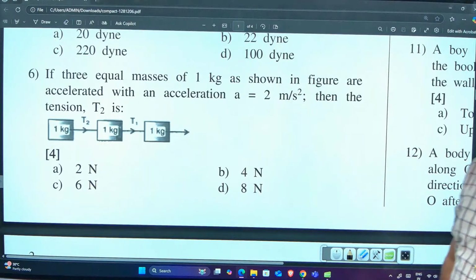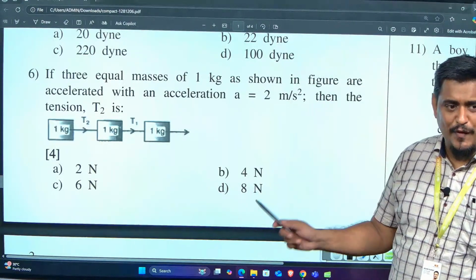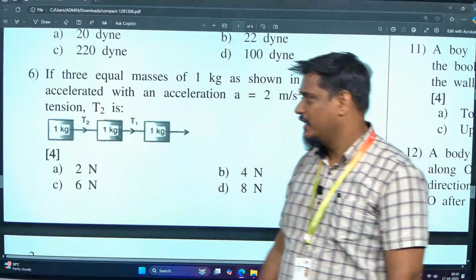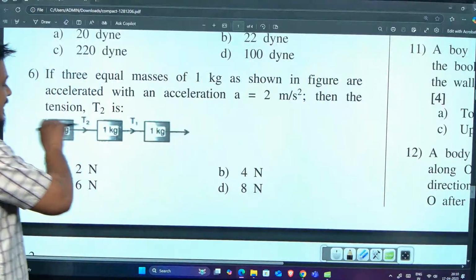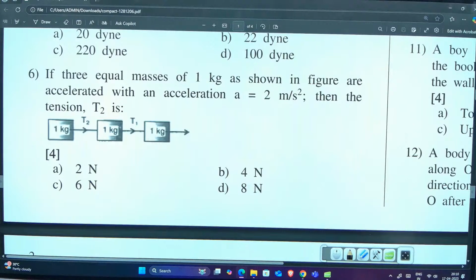I hope you got how 2 has come. First you will find the acceleration, which is given to you here. Make the equation. So what will be T2? T2 will be M2A, isn't it? If I am taking this as M, then M into A. What is M? 1. What is A? 2. 2 into 1 is how much? Over, nothing is required.